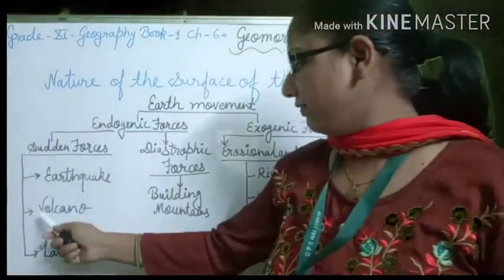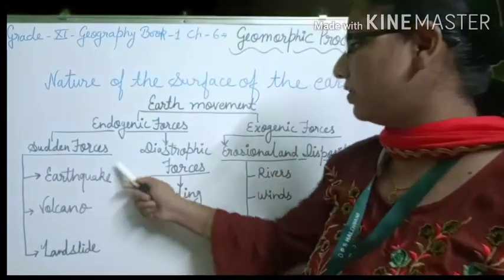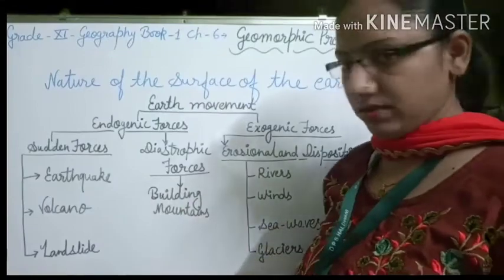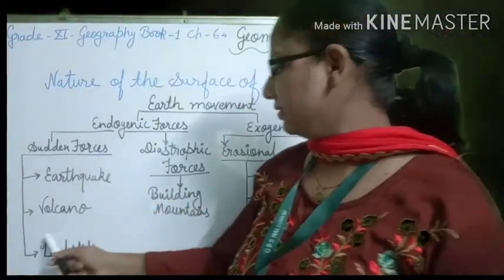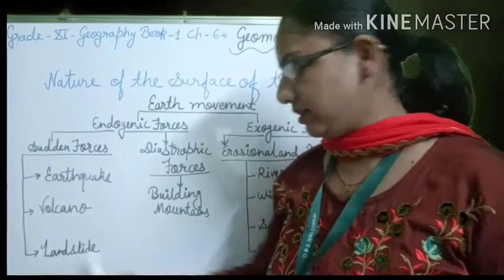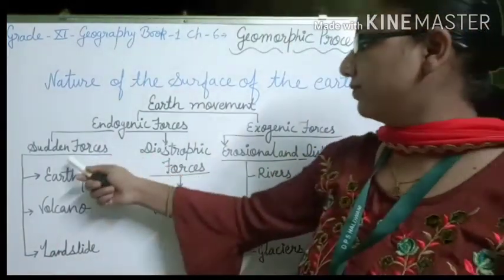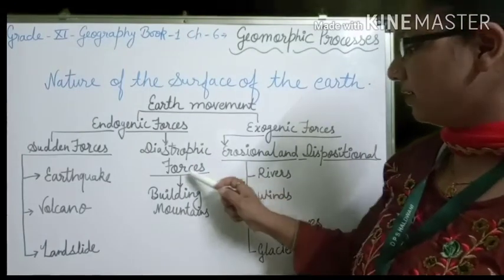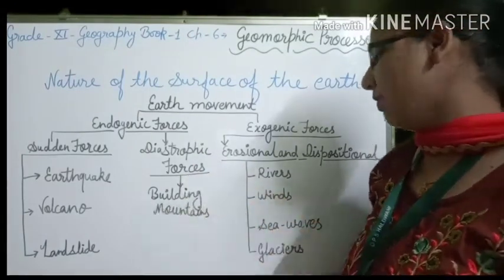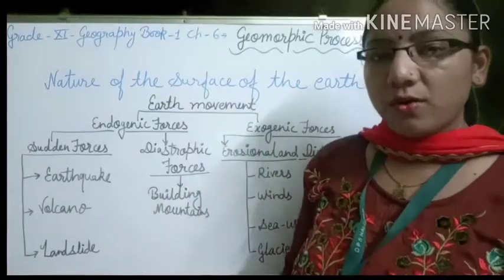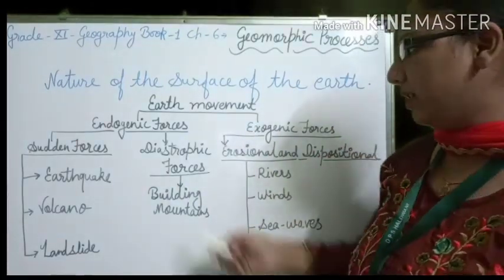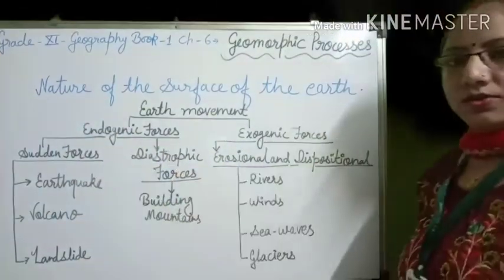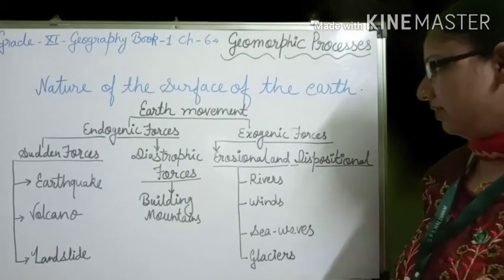Actually, the earthquake is included in sudden forces as well as the diastrophic forces. Okay, so students, the third one is landslide. The third one of sudden forces is landslide. And if you see the diastrophic forces, one thing is there, that is building mountains. The mountains which are formed on our earth surface all come under the diastrophic forces as well as the endogenic forces. So now let's see what is in the second part.